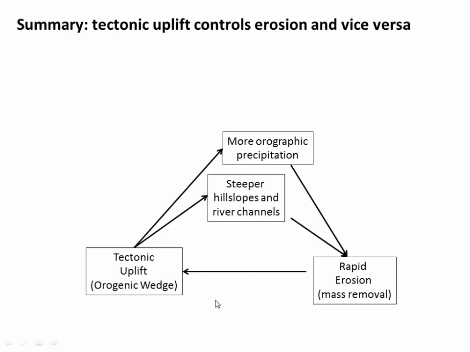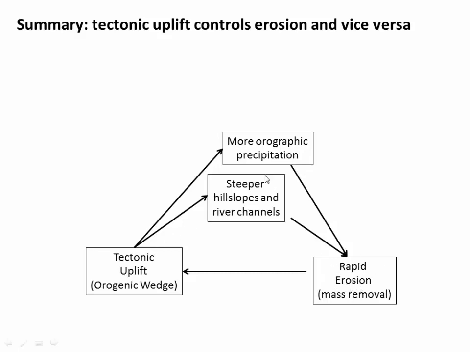So in summary, let's just recap how all these three components are related. We've essentially shown that tectonic uplift of an orogenic wedge can cause steeper hill slopes and river channels, which act to enhance erosion rates along the front of the mountain range. We've also shown that tectonic uplift can cause orographic precipitation, which can focus more snow and rain along the front of a mountain belt, which also drives rapid erosion.